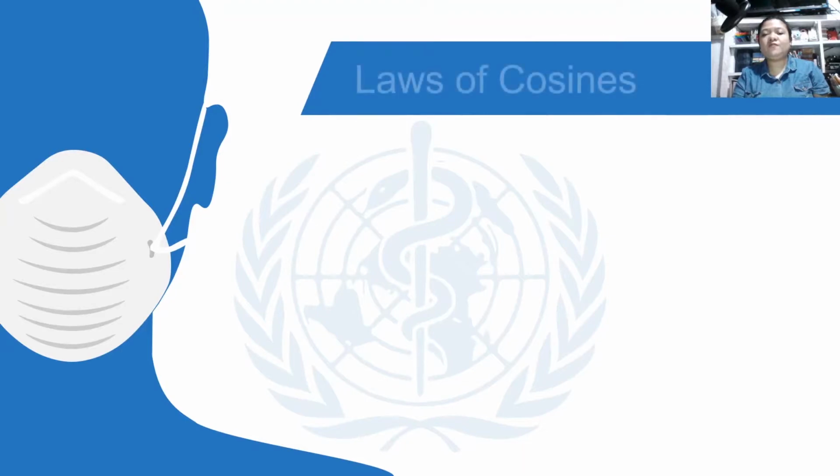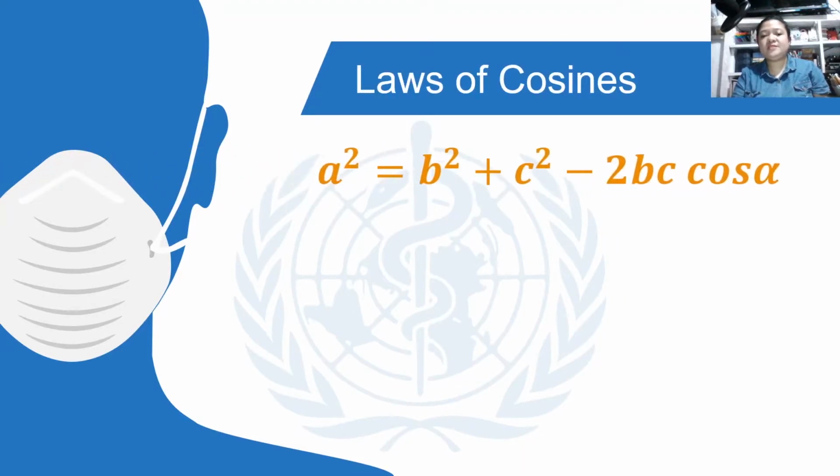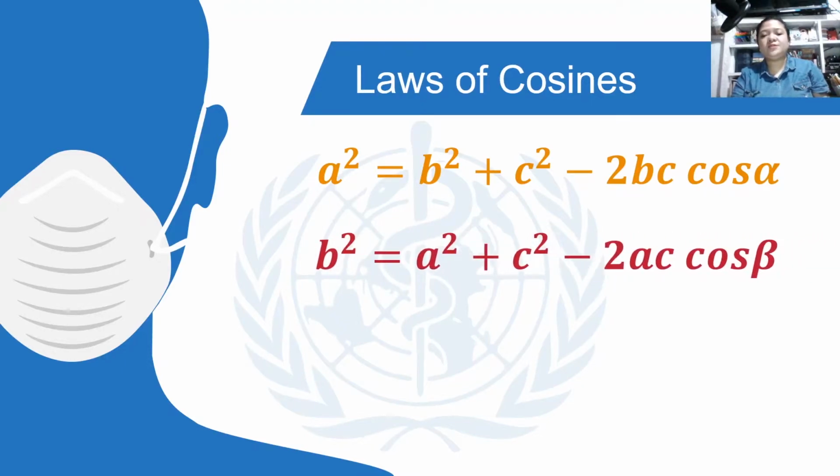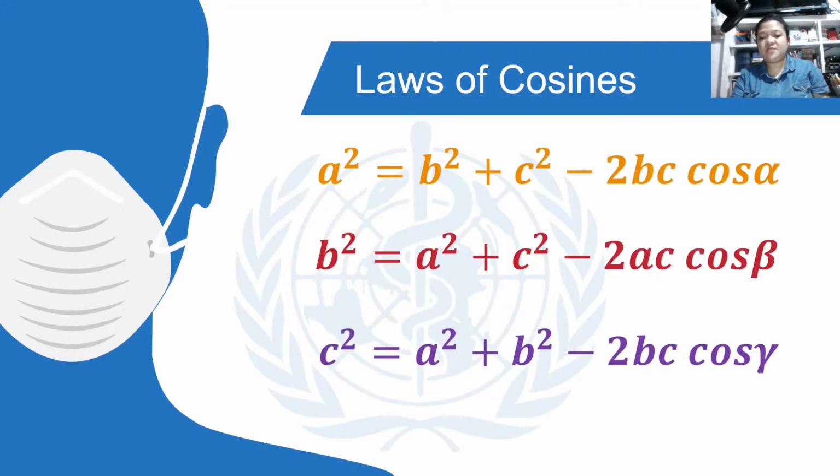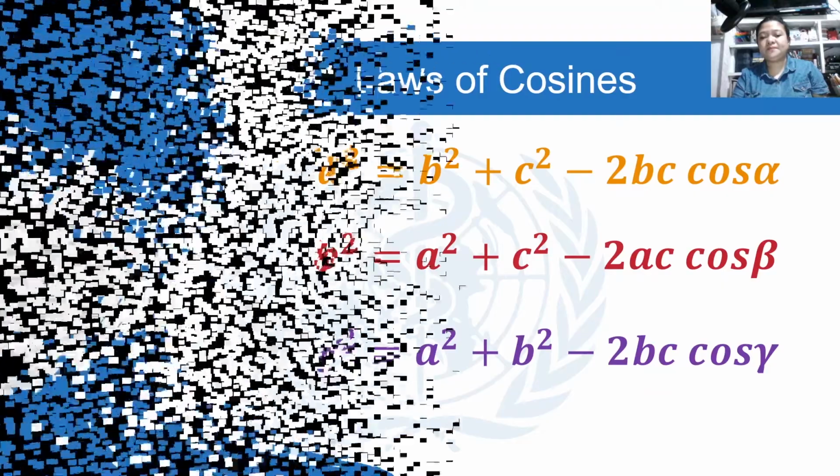Okay, ang law of cosines. A squared is equal to B squared plus C squared minus 2BC times cosine alpha. B squared is equal to A squared plus C squared minus 2AC times cosine beta. C squared is equal to A squared plus B squared minus 2AB cosine gamma.